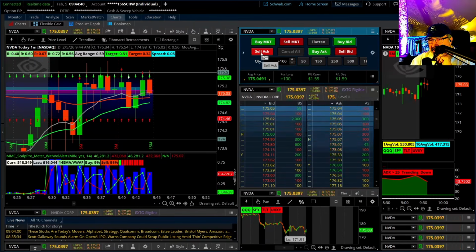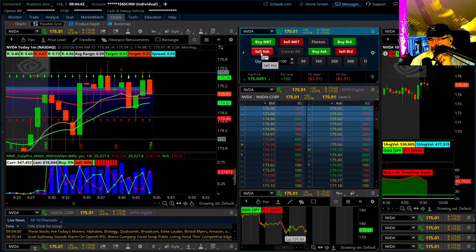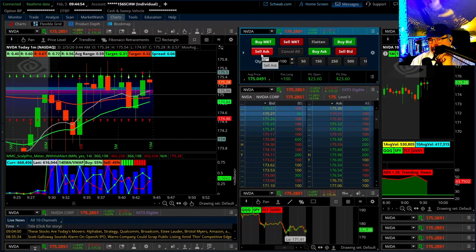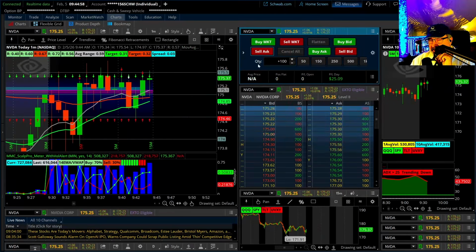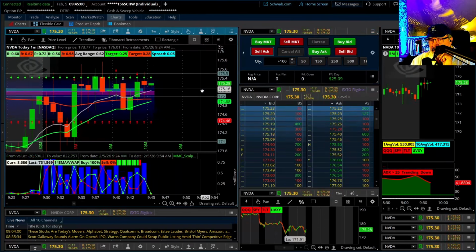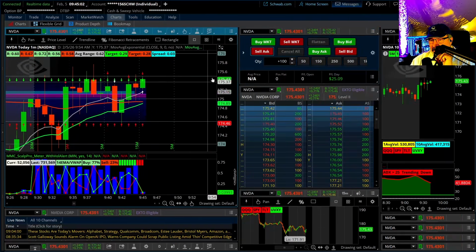Still on the way down, so we might get hurt for a minute first. I'm not going to get greedy here if it gives me a good first trade. Now it goes back up. There we go. Wow. That was a nice, I should have got out on market there. There we go, 25 bucks. That was a good first trade. It did just what it's supposed to do.